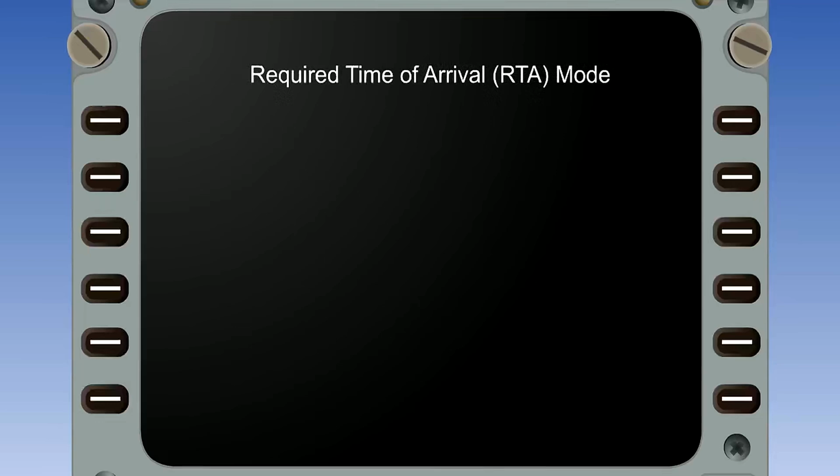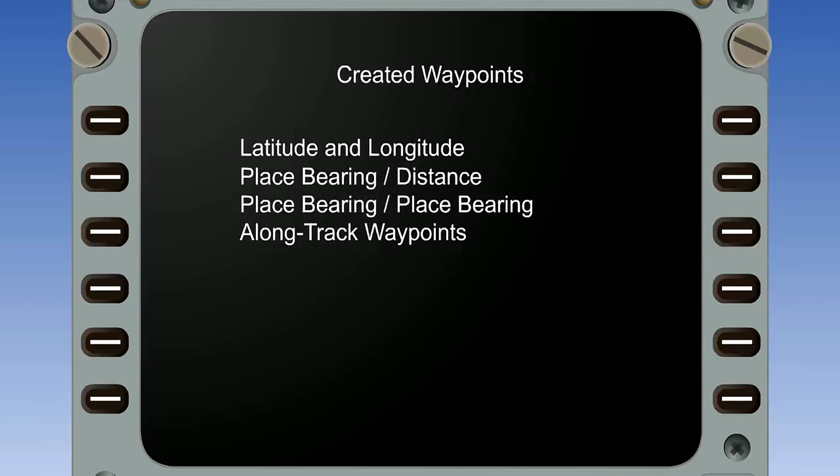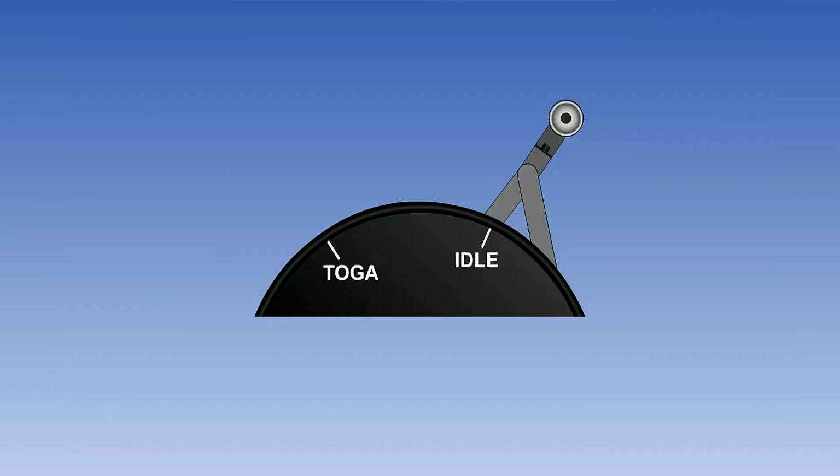A required time of arrival mode is available in order to arrive on time at some designated waypoint, such as the final approach fix, holding fix, or airport. New waypoints can be created by the pilots using one of the 4 acceptable entry methods. These cannot be entered into the permanent memory. The IRS position is not updated after initial entry. However, the FMS position is first updated on takeoff.